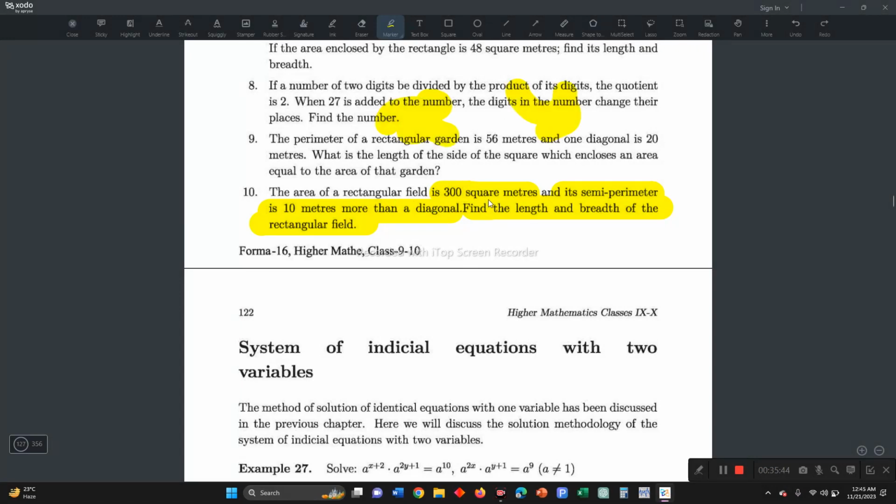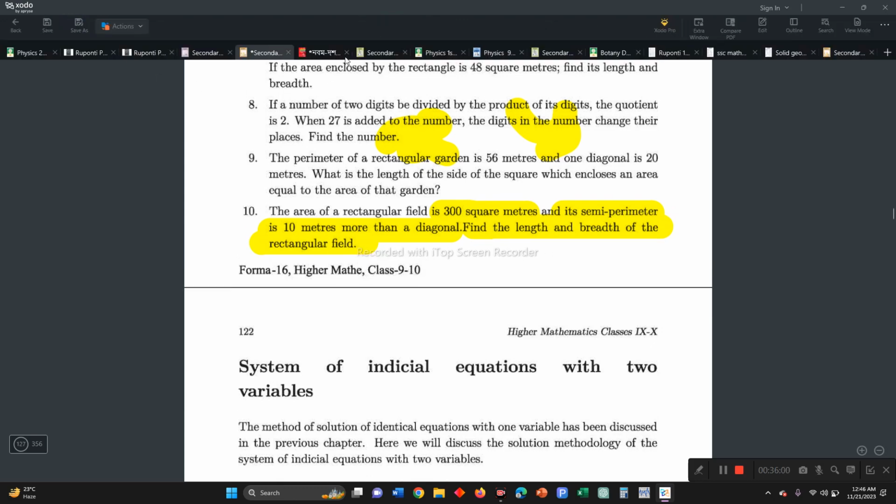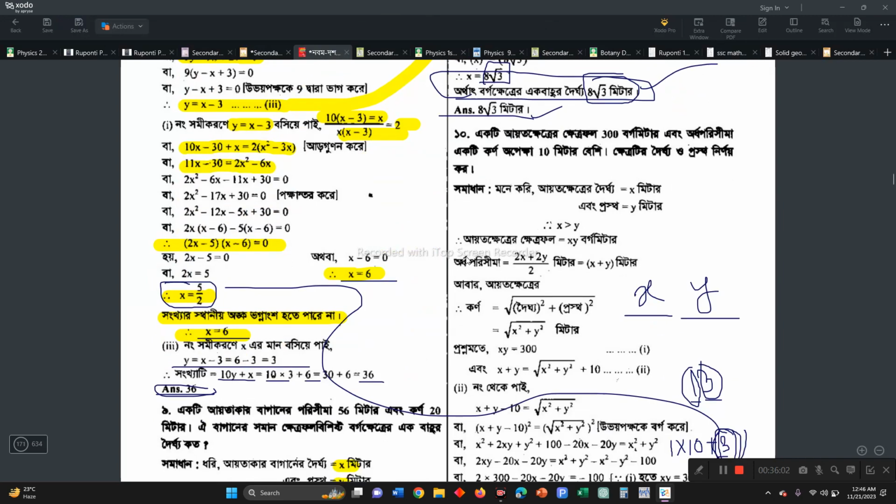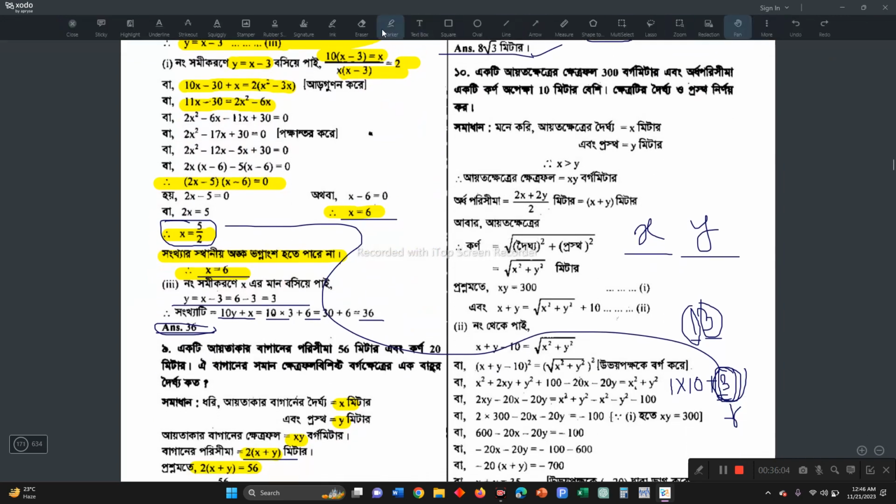the area will be x into y is equal to 300 square meter, and its perimeter will be what? It is equal to 2 into (x plus y). So what will be the semi-perimeter? Okay, so let the length of the rectangle be x and the breadth of the rectangle be y, and x will be greater than y.